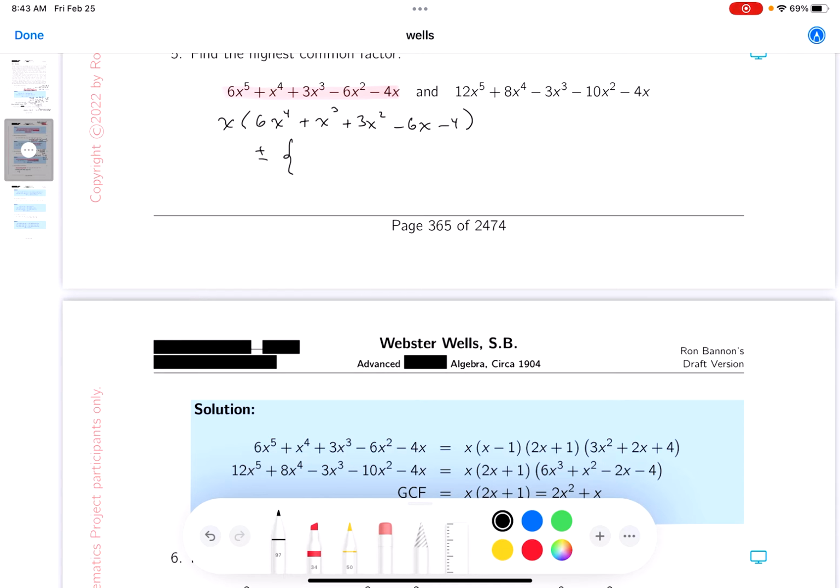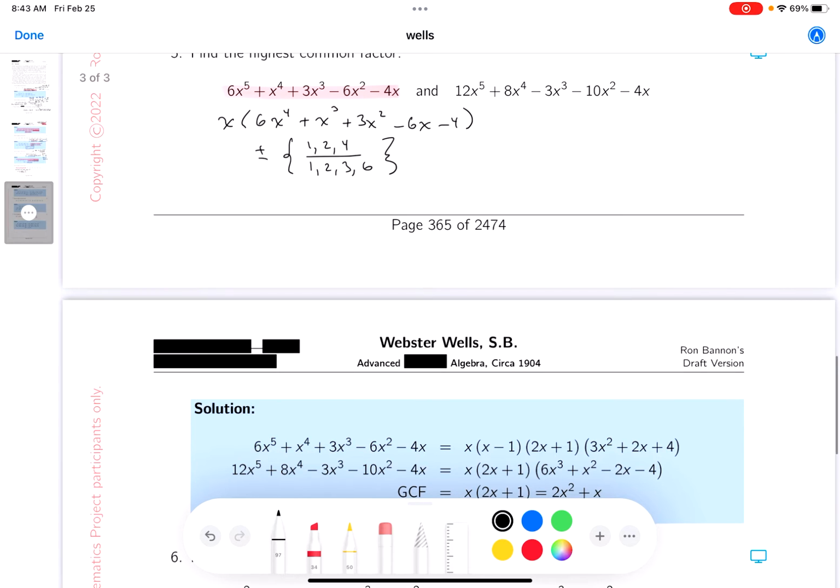But it would be the factors of 4, which is 1, 2, and 4, over the factors of 6, which would be 1, 2, 3, and 6. Now, granted, it is a long list. It really is. What I suggest you do is, and again, you're allowed to use calculators, take a stab at it. What I mean by that is look at this and try to come up with a root that's going to produce a 0.